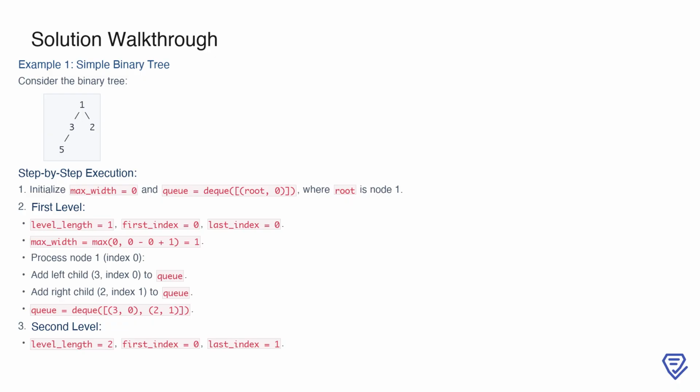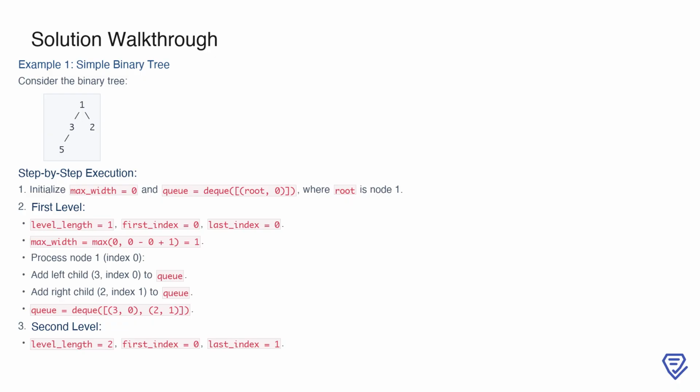Here, we have a simple binary tree. Our goal is to calculate the maximum width of this tree. To do this, we start by initializing two variables, max_width, which keeps track of the maximum width encountered so far, and q, which is a deque initialized with the root node and its index, starting at 0. At the first level, there is only one node, so the level_length is 1. The first_index and last_index are both 0. Using the formula for width, max_width becomes 1.